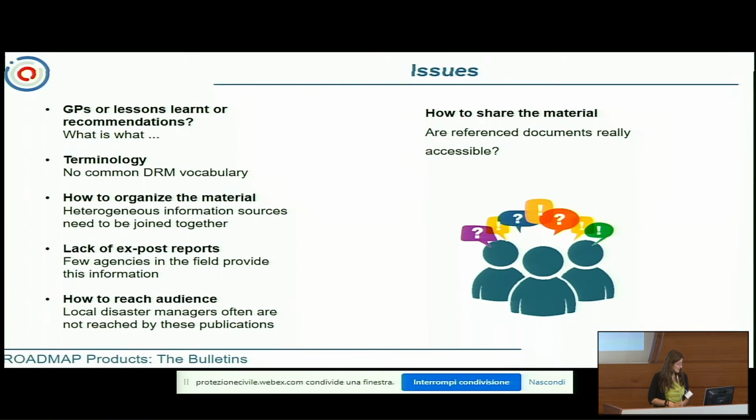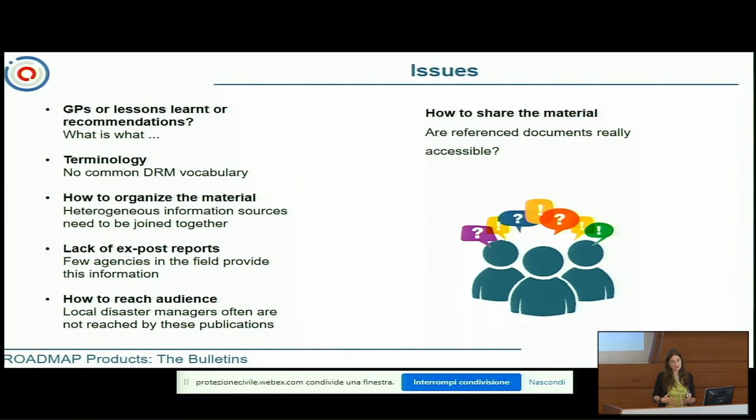The last two are connected: how to reach the audience and how to share the materials. In fact, local disaster managers are often not reached by this type of publication, and in the project we tried to understand how to share this type of material.